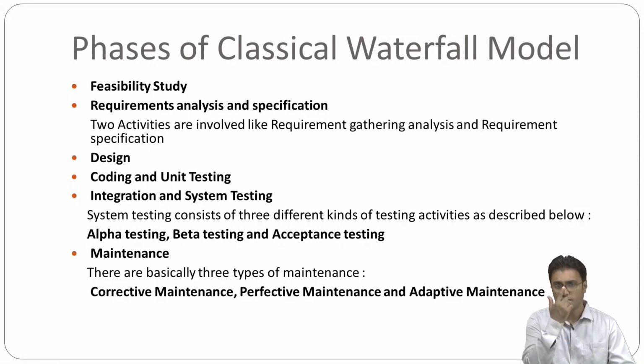So, there are basically three types of maintenance. The first one is corrective maintenance. This type of maintenance is carried out to correct errors that were not discovered during the product development phase. Then we have perfective maintenance. This type of maintenance is carried out to enhance the functionalities of the system based on the customer's request.